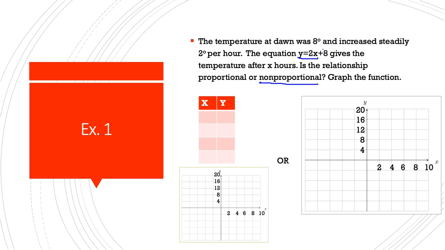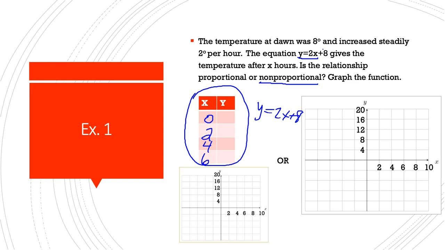So you can always make a table of values. So that's what this is right here. It's just an XY chart. We can make a table of values to figure out this equation. Okay, so the equation was y equals 2x plus 8. I can choose some values that I want to plug in for x. So I'm just going to say 0, 2, 4, and 6. Those are values that I want to plug in for x.